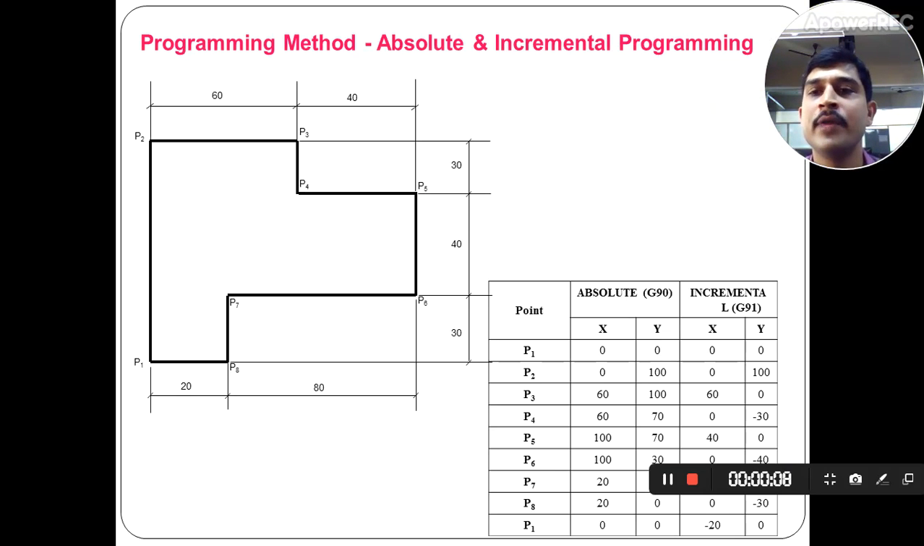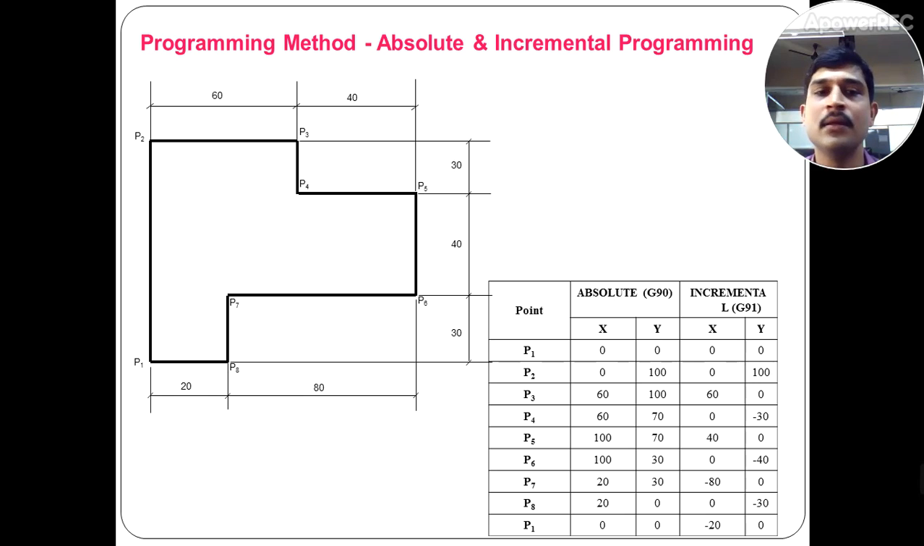When you want to write the programming using a CNC milling machine, there are two methods. One is the absolute programming method and the other is the incremental programming method. For absolute we use the G90 code, and for incremental we use the G91 code. In absolute programming we have to take any one point as a reference.